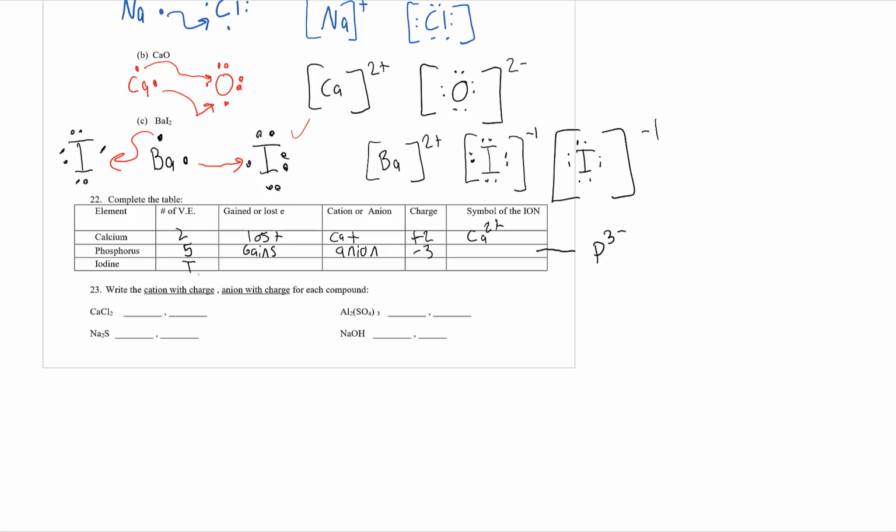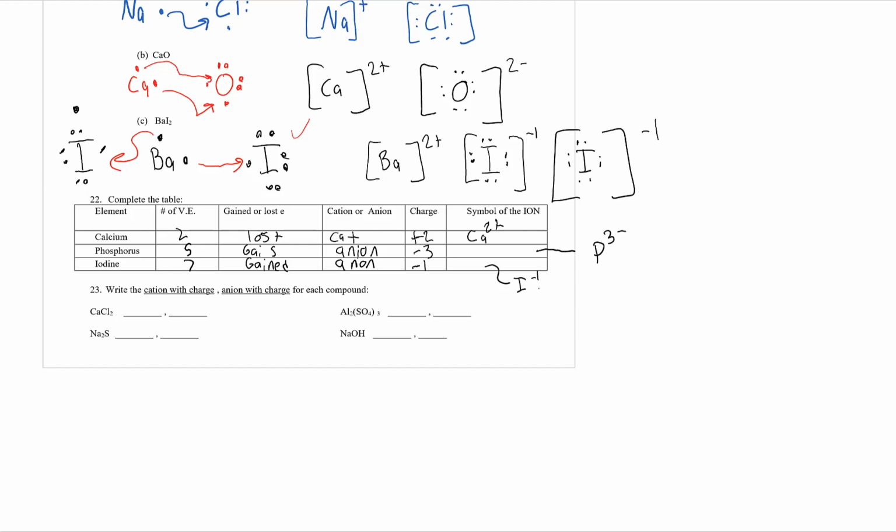Iodine. We did that right here, right? It's got 7 valence electrons. What happened was it gained 1 from the barium. 7 valence electrons. It gained 1, which makes it an anion because it gained a negative charge. So it only gained 1, so its charge is negative 1, and its symbol is therefore I, negative 1.